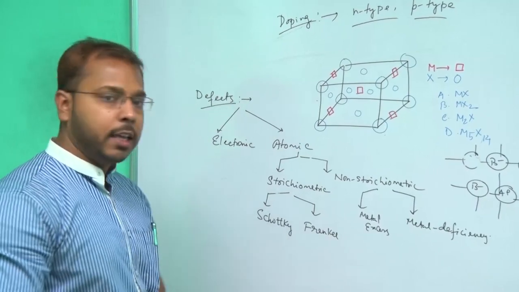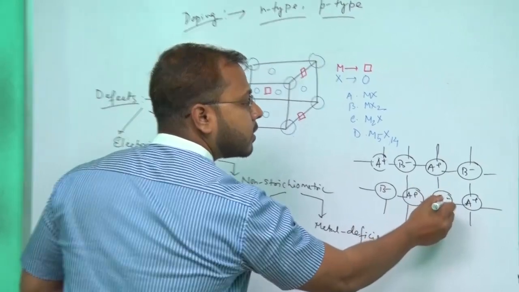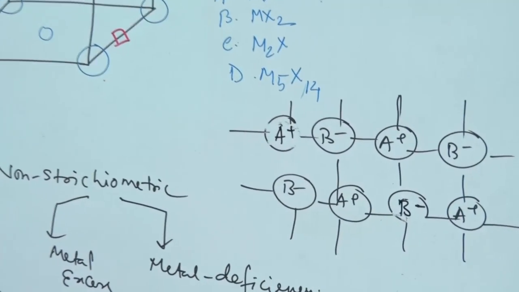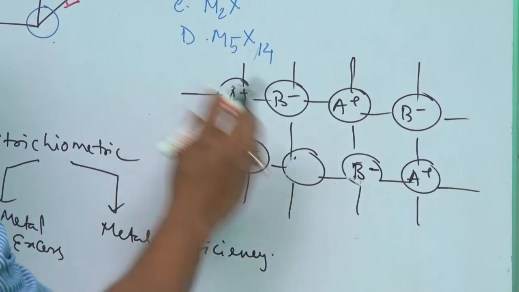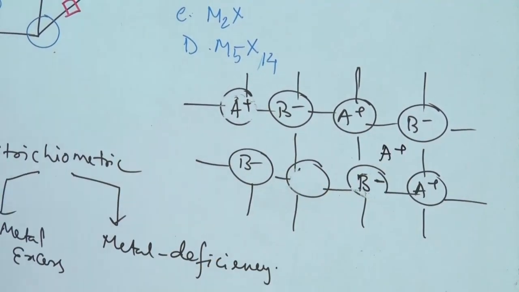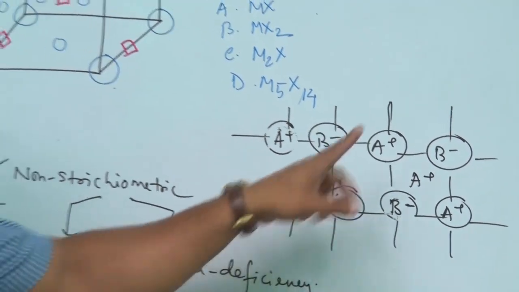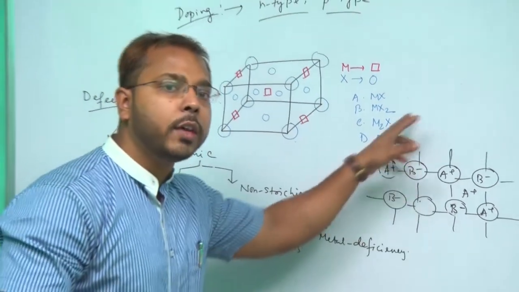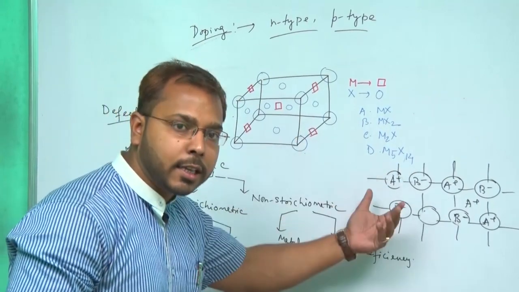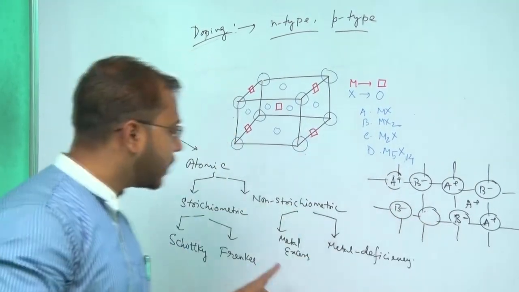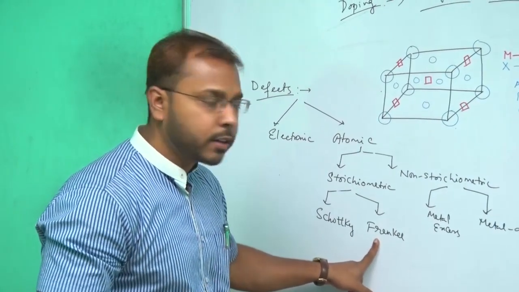But in case of Frenkel defect, the original crystal was like this before the defect, but after the defect it may happen that one of the A plus ions has lost its original position and occupied the interstitial gap. This A plus is not removed, it is present within the crystal but at the interstitial gap. So the ratio remains the same and total charge is also balanced. So that is known as stoichiometric, and this type of defect is known as Frenkel defect.